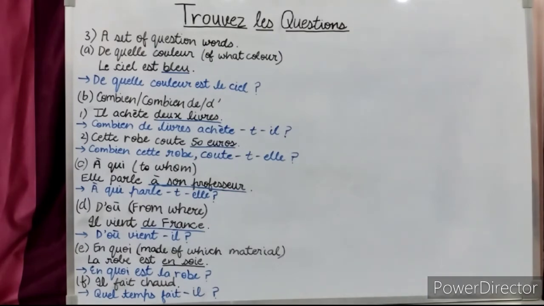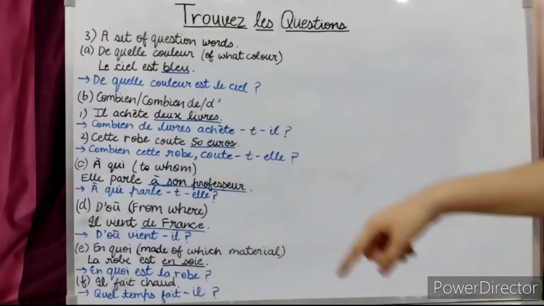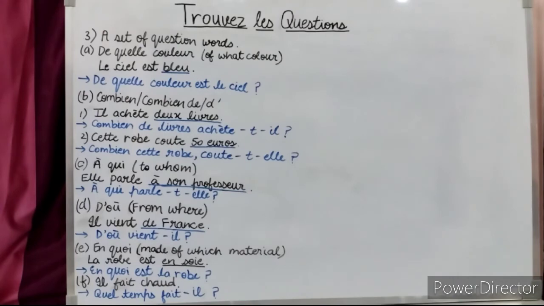First example is, il achète deux livres. He buys 2 books. Combien de livres achète-t-il? How many books does he buy? Then comes the second example. Cette robe coûte 50 euros. Combien cette robe coûte-t-elle? How much does this dress cost?